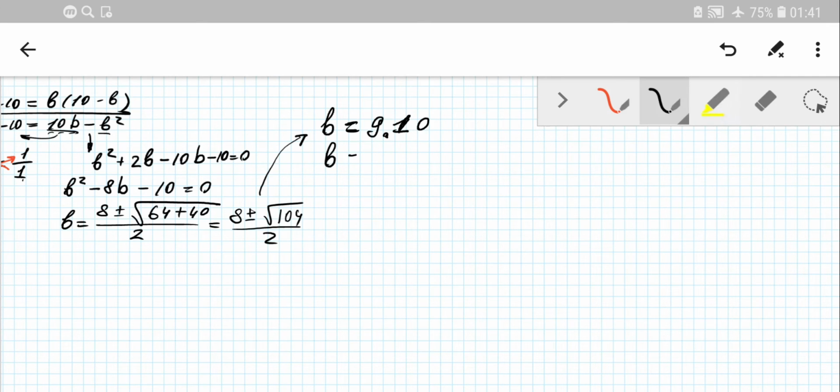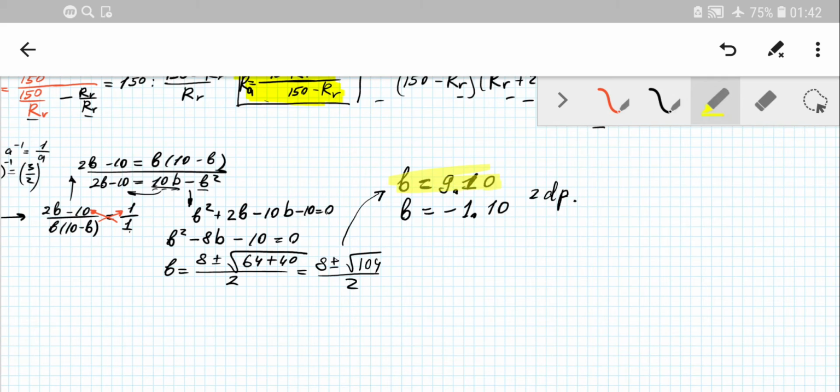So what about the second one? The second is going to be negative, definitely. Let me see. Yeah, it's going to be about negative 1.1, rounded to 2 decimal places. So 2 dp. Alright, so I've got values for b.